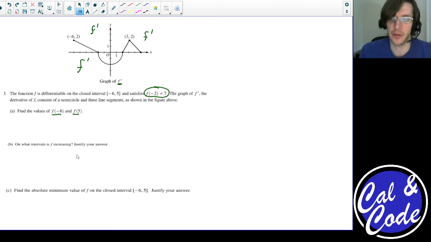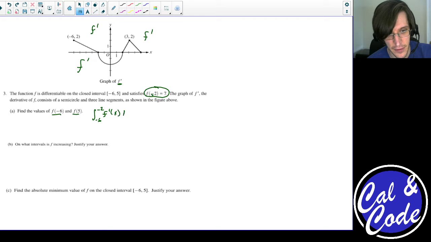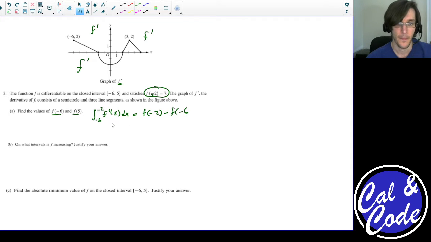With these types of problems, it's really important to do them with the fundamental theorem of calculus. So I'm going to use this number, -2, as part of my fundamental theorem. In fact, for the first one, I'm going to write the integral from -6 to -2 of f prime of x dx. That's going to be f of -2 minus f of -6. I know what f of -2 is. I need to find f of -6. So I'll go ahead and solve this real quick for that.